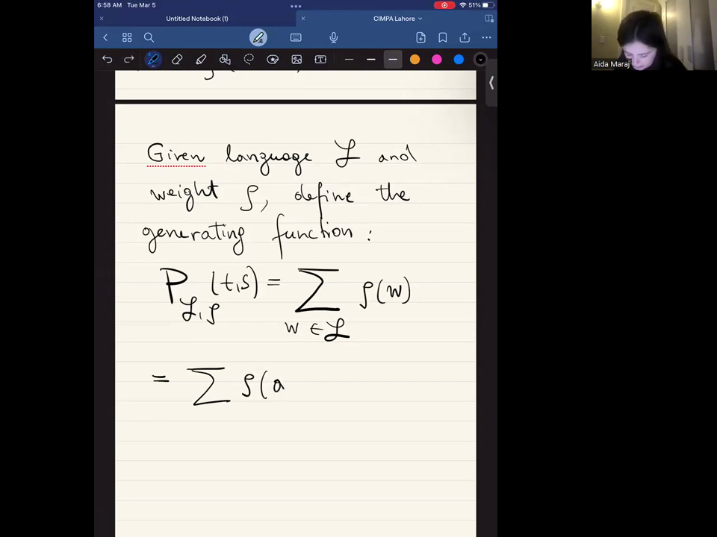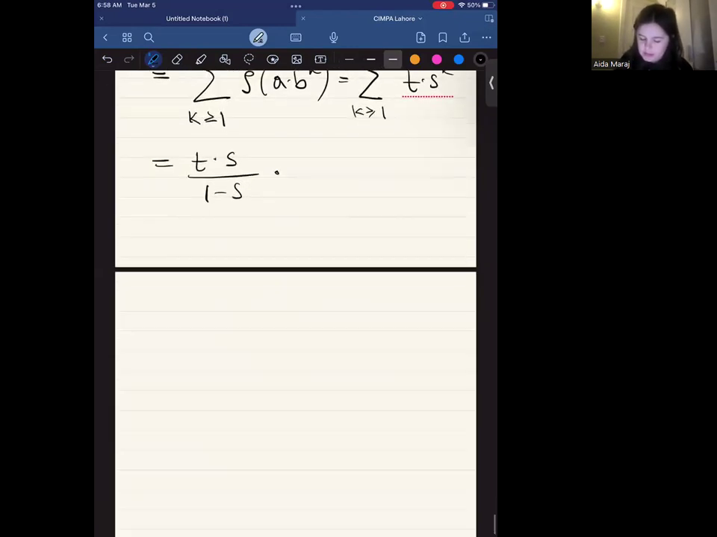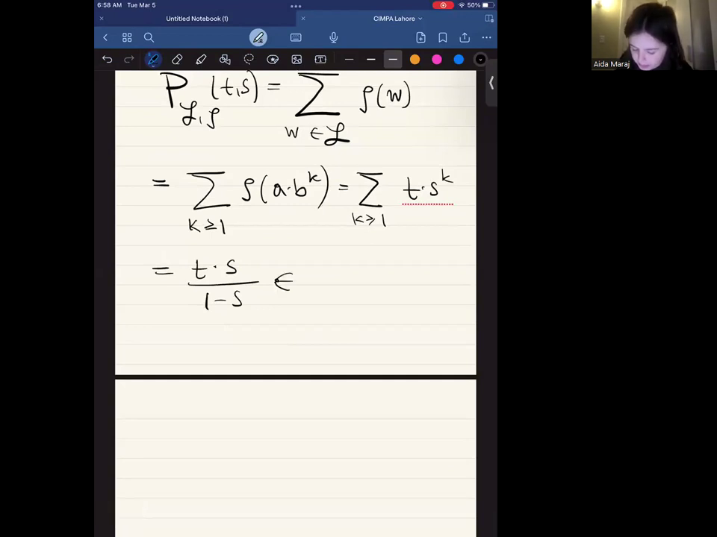Our words were A times B to the K for K greater or equal to 1. So it's the sum of T times S to the K, K greater or equal to 1. And so this is just T times, so where are we? I think it's going to be, yes, so T times S over 1 minus S. Okay. And what is this one? This is just a rational function in variables T and S.